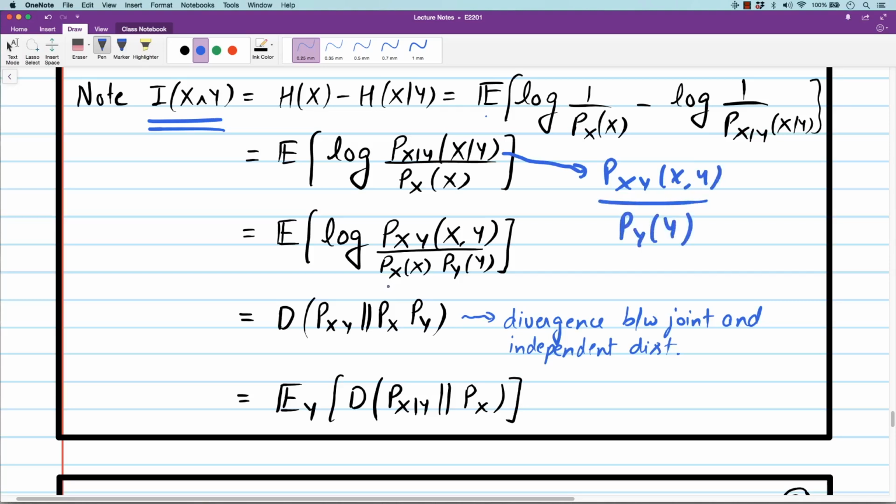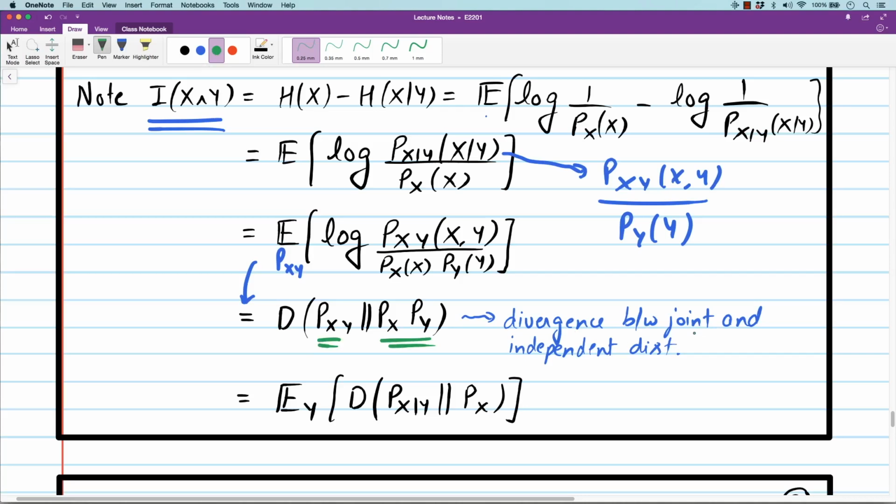When I write that, I get this new expression, p(x,y) over p(x)p(y). So log of that. What is this quantity now, the expected value of this? This expectation is with respect to p(x,y). This quantity is very nice. This quantity is KL divergence, between the joint distribution and the independent distribution. So the divergence between the joint and independent distribution is equal to mutual information.